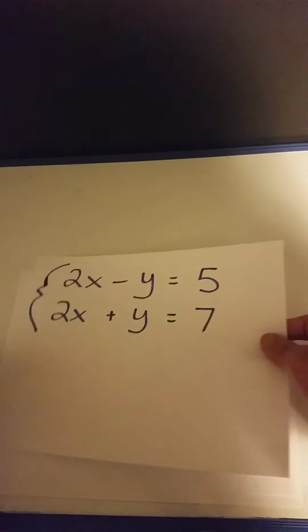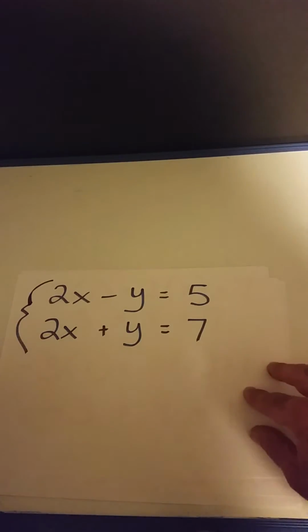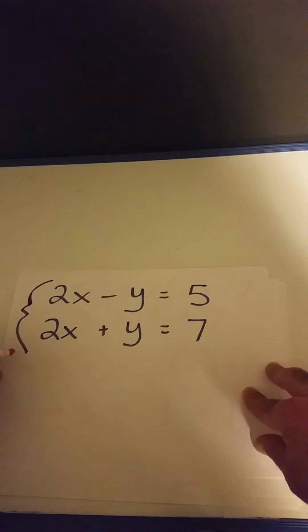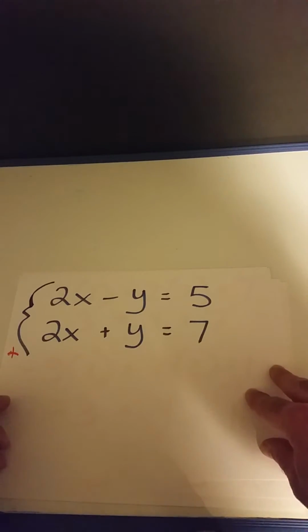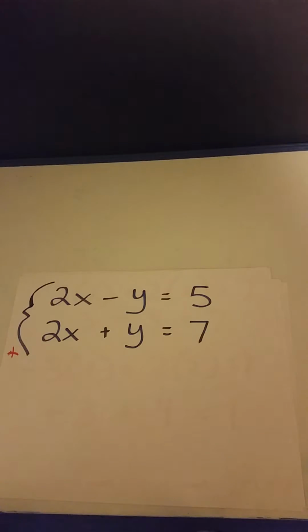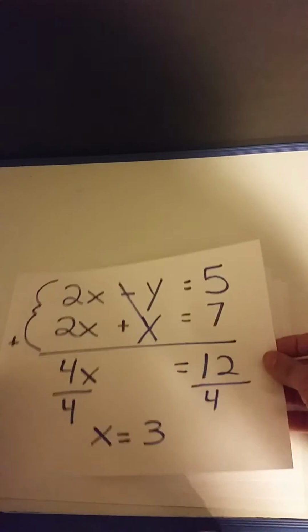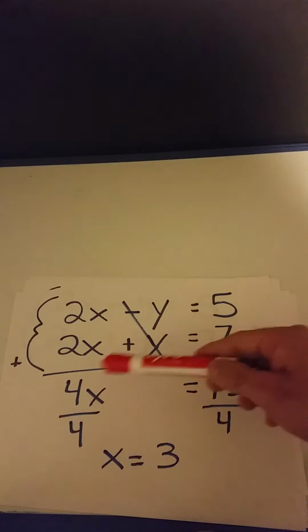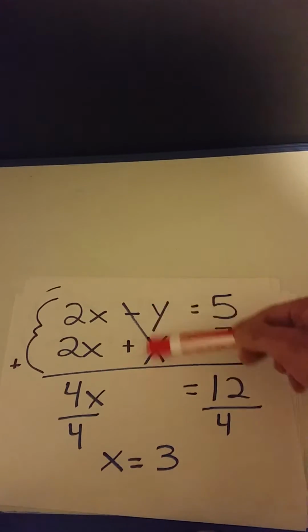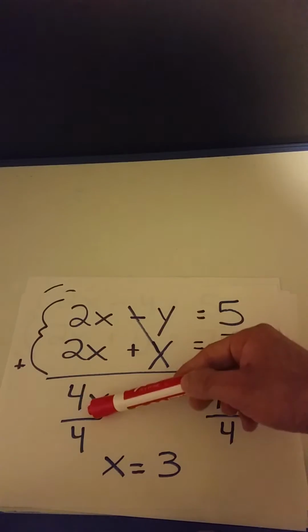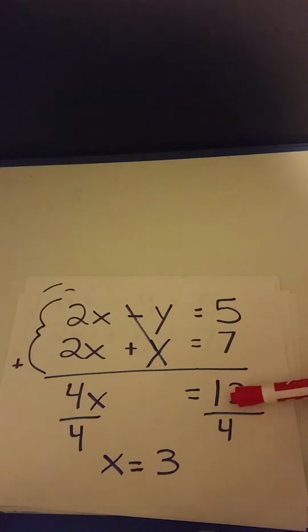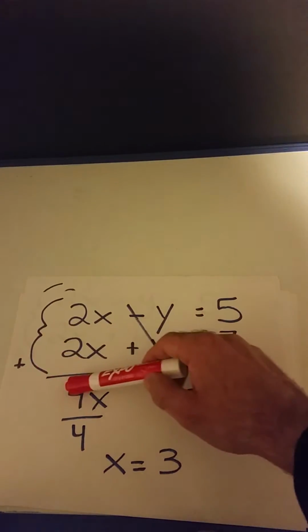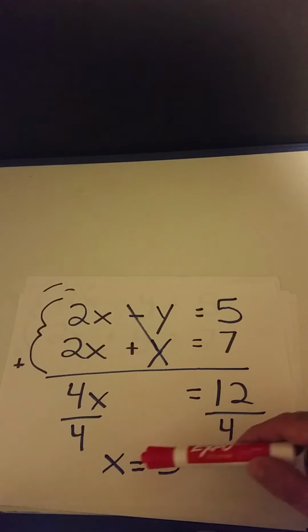See if you can do this one. Again, we start with addition. Can you see what variable can be eliminated? Well, we know the y could be eliminated. Negative y plus y is elimination. They eliminate each other. So 2x plus 2x is 4x, and 5 plus 7 is 12. Do the algebra, divide the 4 on both sides, and you get x is 3.